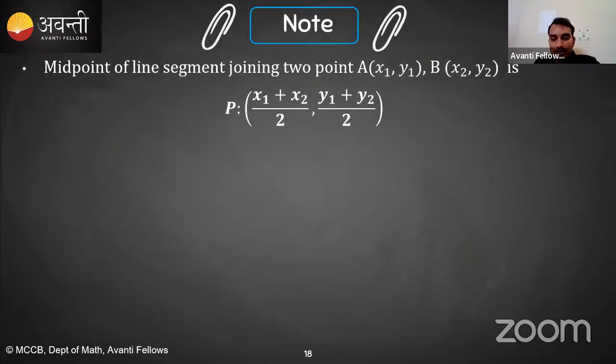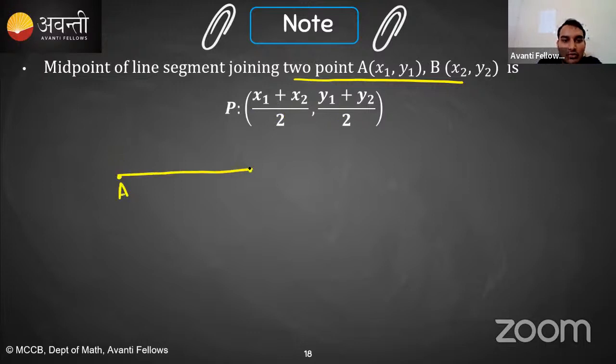There is one note in this, which is quite obvious actually. If you have to find the midpoint of the line segment joining two points A and B, then it is simply (x1 plus x2) by 2 and (y1 plus y2) by 2. Using the section formula, let's say this point is P. If P is the midpoint, then AP upon BP will be equal, which is 1. So P is dividing the segment AB in the ratio 1:1.